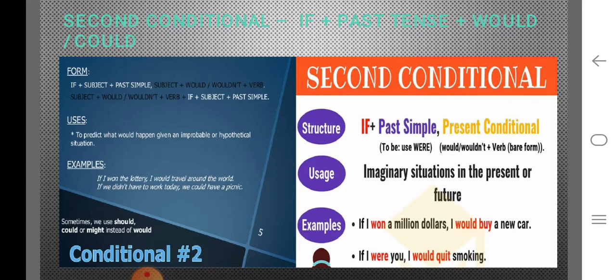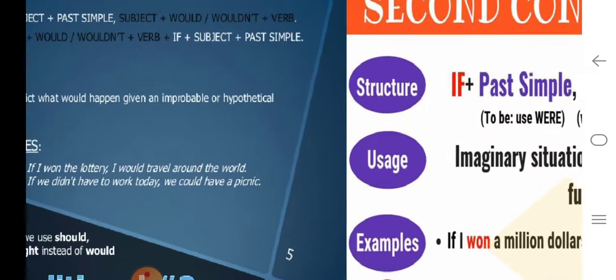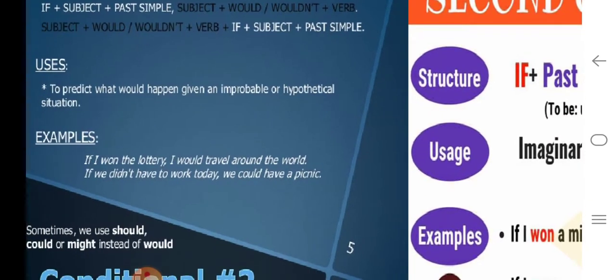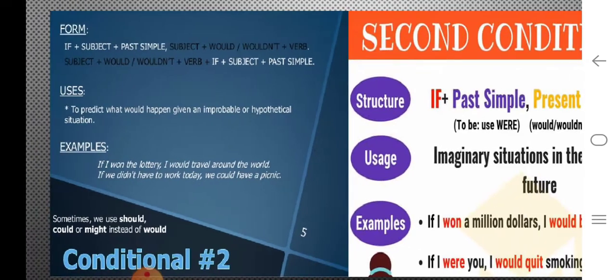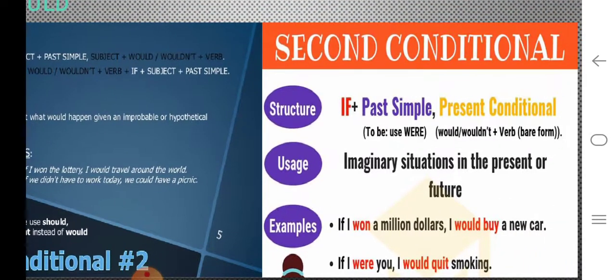Now if you look at the other examples that we have here on the screen. If I won the lottery, I would travel around the world. If we don't have to work today, we could have a picnic. So these are the different kinds of imaginary situations about the present or future where you can use the second conditional clause, if plus past tense plus present conditional. So these are to express imaginary situations in the present or future.